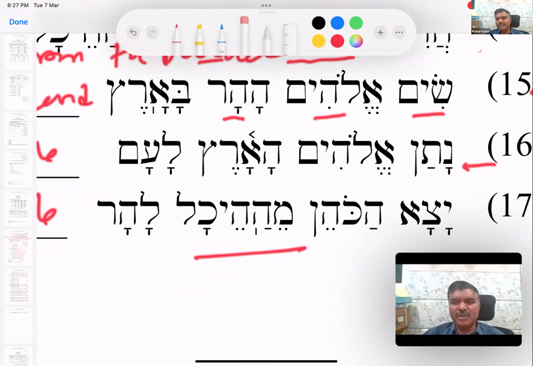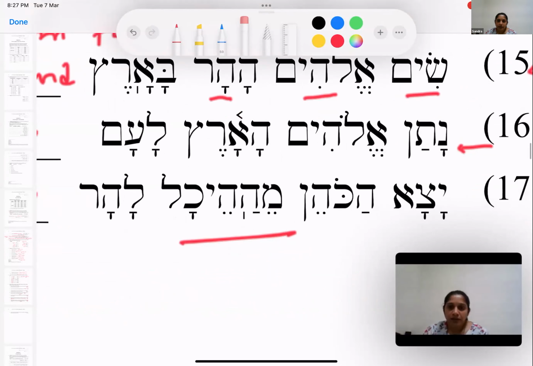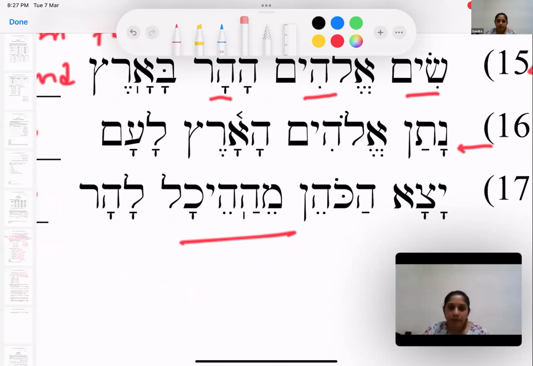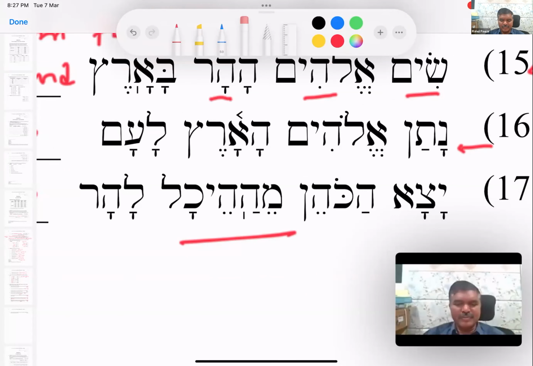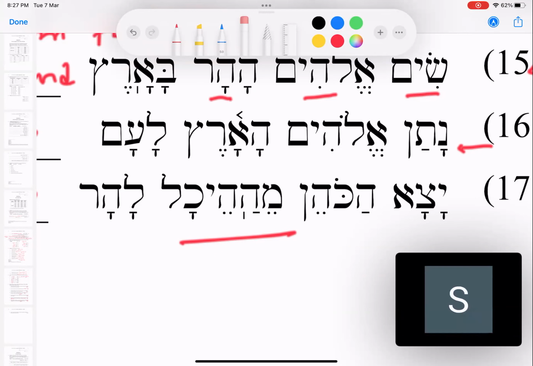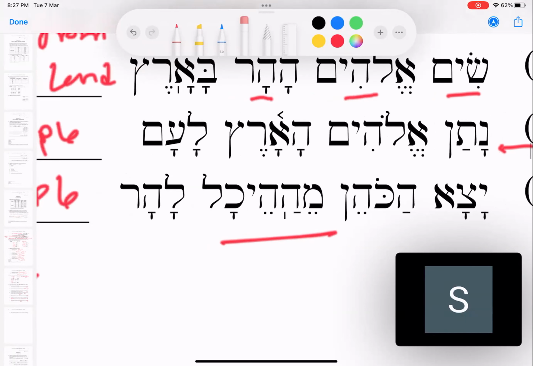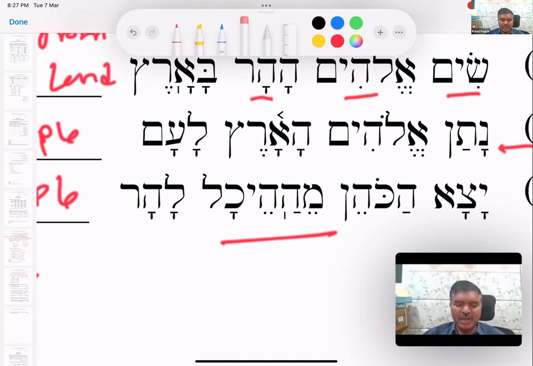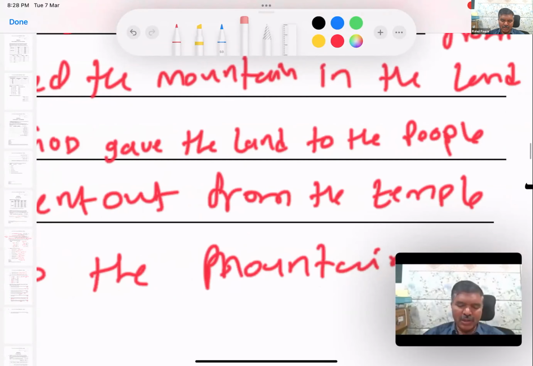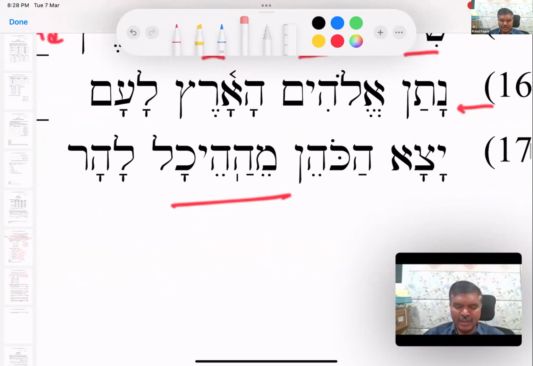Sixteenth one, who remains? Yes, Sandra. Natan Elohim Ha'aretz La'am. What would be the translation? Elohim is God. God gave the earth to the people. Or God gave the land to the people. Proper translation is God gave the land to the people.